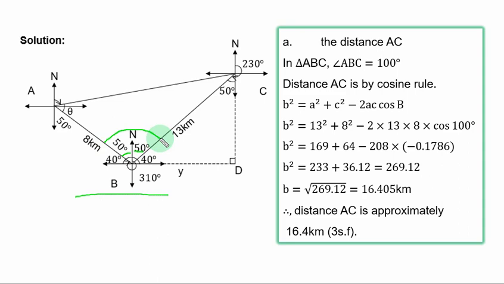If you label the sides, here is 13 kilometers, 8 kilometers. You are asked to get the distance AC, and it is by cosine rule, since the angle facing that side is known and two other sides.